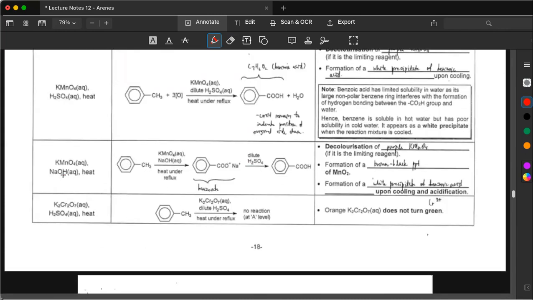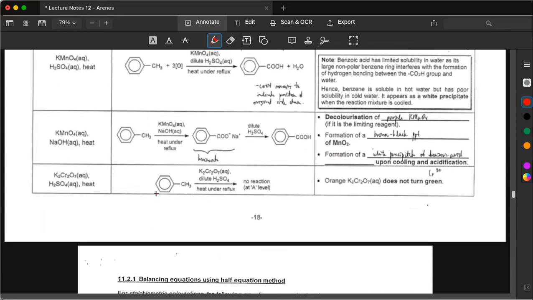Okay, if you want to use alkaline instead of acid, then it will be a bit different. You have Na plus here. But the observation here will be similar, except that because you're using alkaline KMnO4, you expect MnO2 to be produced instead of Mn2 plus, because without the acid you have MnO2. So you form a brown-black PPT. It's actually black but brownish. But the white PPT of benzoic acid still forms upon cooling and acidification. Because remember, this is Na+, so you need to acidify it to turn it back to benzoic acid. However, there is no reaction with the potassium dichromate.